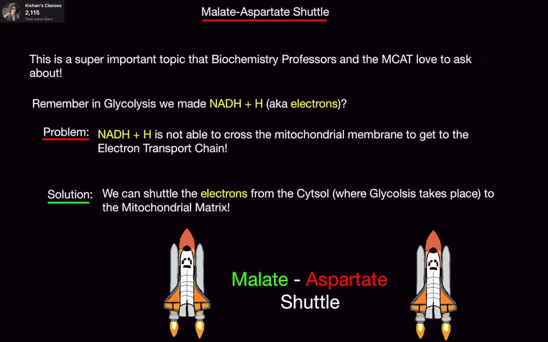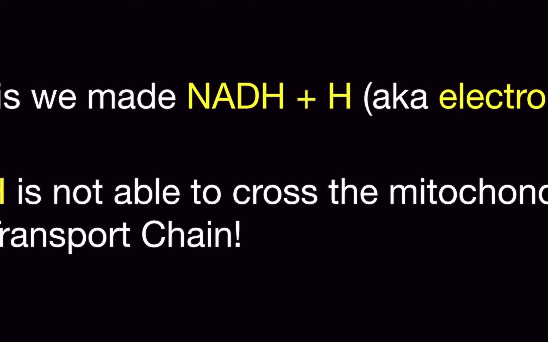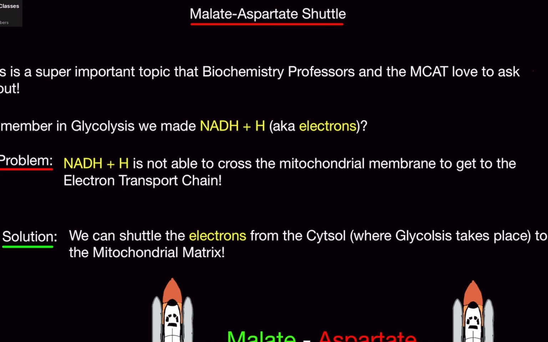Now, do you remember in glycolysis, we made NADH+H. As a little refresher, NAD is an electron carrier, and the fully reduced form is essentially holding electrons. Now, in glycolysis, we made this. And I made a glycolysis video, so please check that out. But I mentioned that NADH+H is a currency, right?